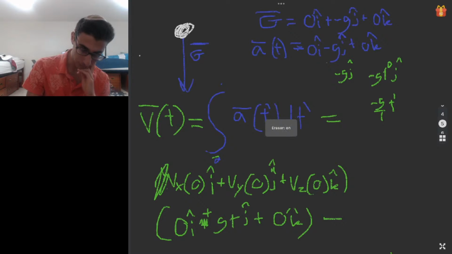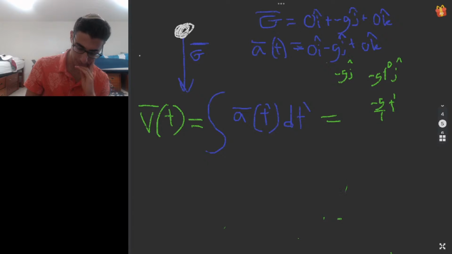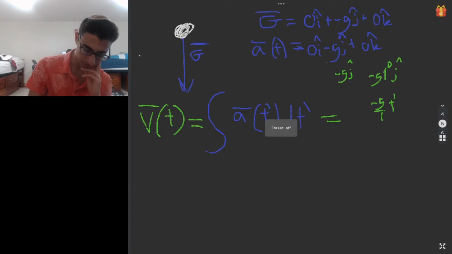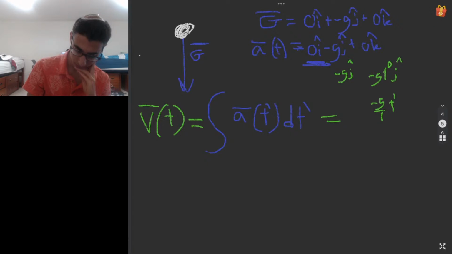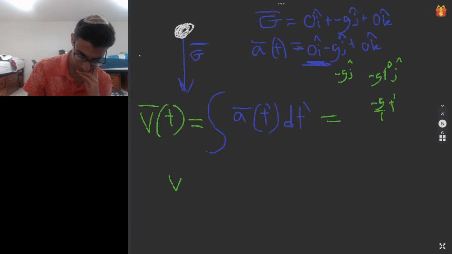we really do have to get rid of the bounds and just keep in mind the constants. So let's do that. Let's get rid of the bounds and keep in mind the constants. And the constants will just be whatever the velocity was at time t equals 0. If we get rid of the bounds and keep in mind the constants, then we have the antiderivative of this term, which is 0, plus the constant, which will just be v sub x at time 0. And that is I hat.